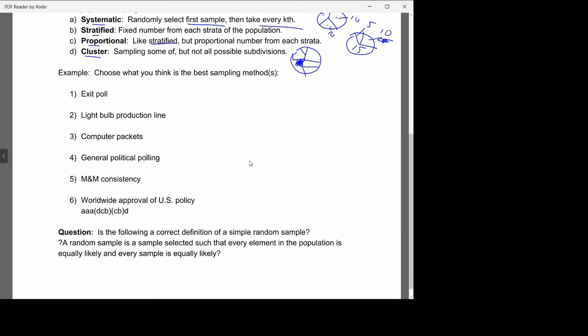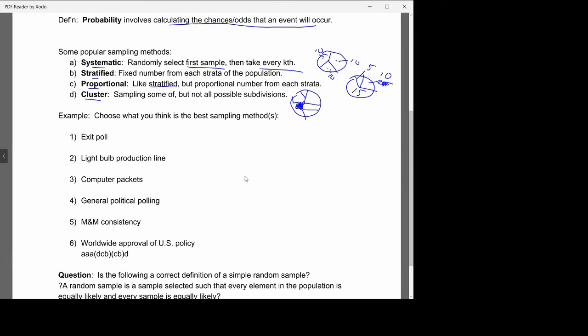Choose what you think is the best sampling method. So here I have a few examples that'll help clear up these 4, and then you can see at the bottom here, I've kind of encoded the answers. So the exit poll, if you're trying to see how people voted in an exit poll, well, it's not really a way to cluster. I mean, would you just take them at different times or something? But probably systematic would be the best on that one.